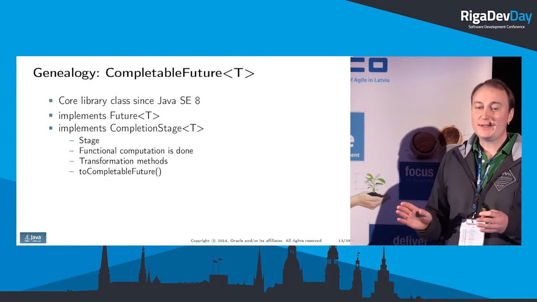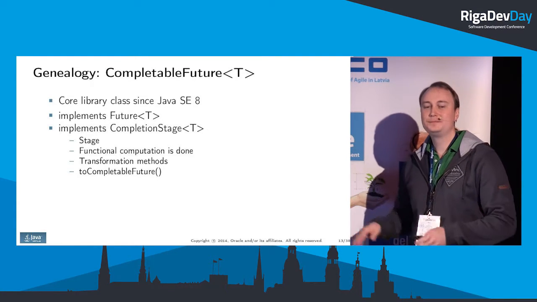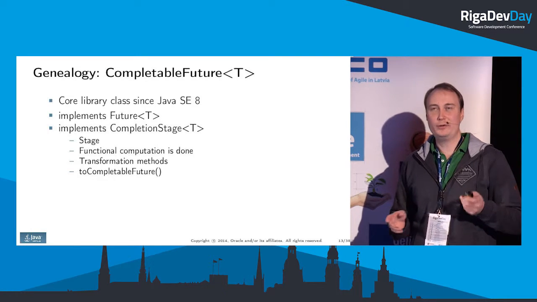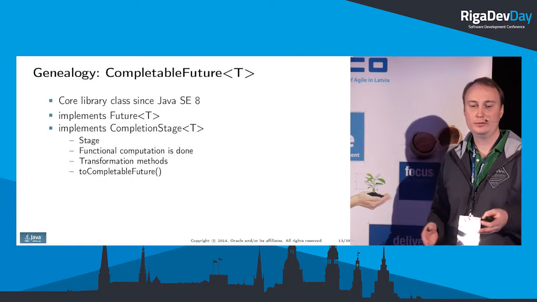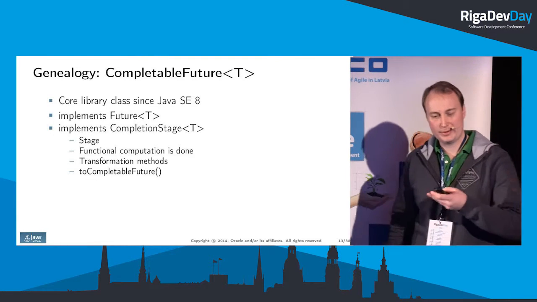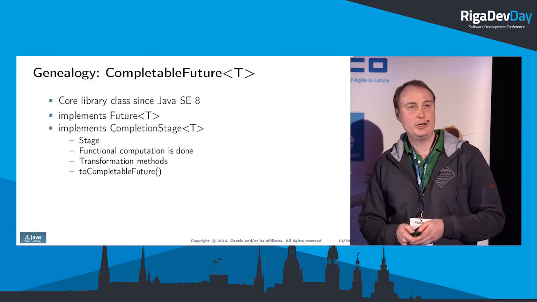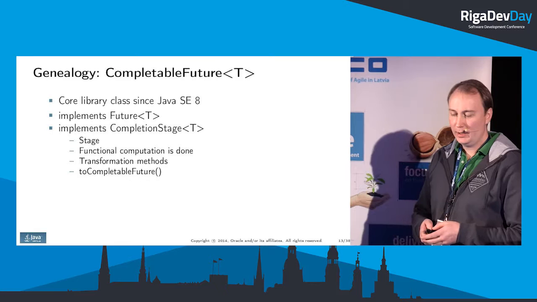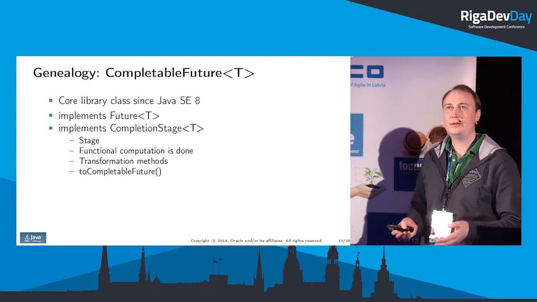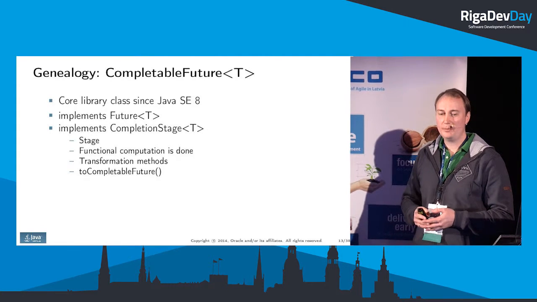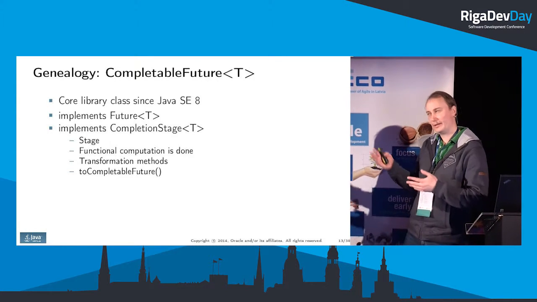So the class itself, it's a part of core library in Java SE 8. It implements future, so we can use it as a future of necessary type. There is a new interface called CompletionStage. It describes some general approach to building completable future.